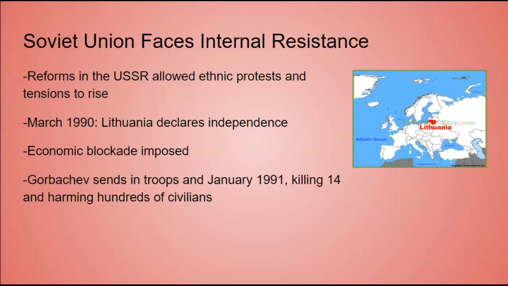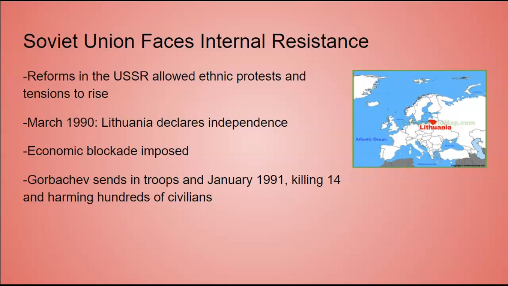The Soviet Union also faced internal protests and tensions as a result of perestroika and glasnost. The Soviet Union consisted of 15 republics that had diverse populations. Three of these republics were the Baltic states of Latvia, Estonia, and Lithuania.